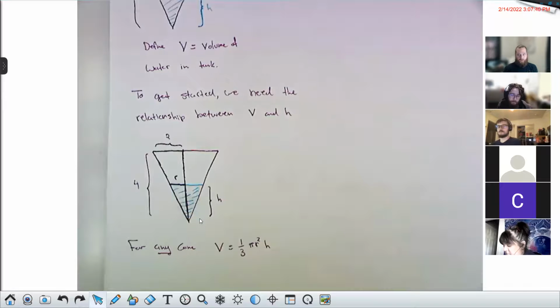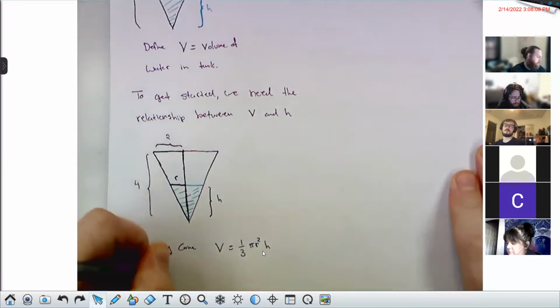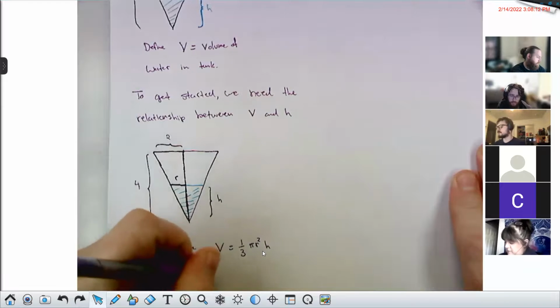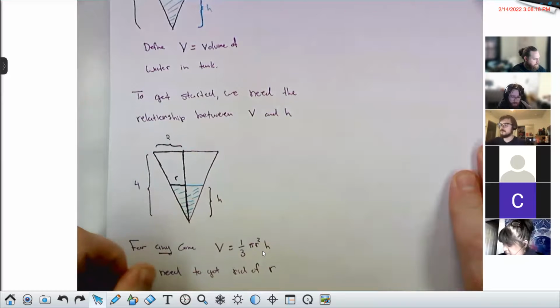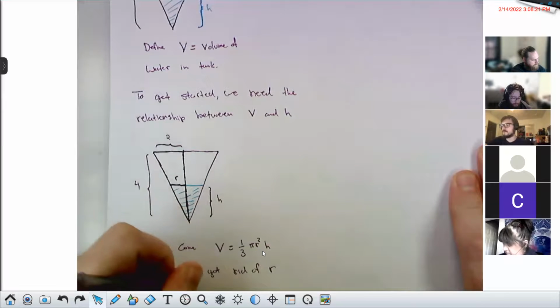So the blue stuff here, the water, is in the shape of a cone. It's a little cone sitting inside the big conical tank. H is one of the parameters I'm interested in. V is one of the parameters I'm interested in. R, though, I don't like R. I have no information about the radius. They didn't tell me what the radius is at the moment in question. They didn't give me a rate of change for the radius. So we need to get rid of R before taking derivatives.